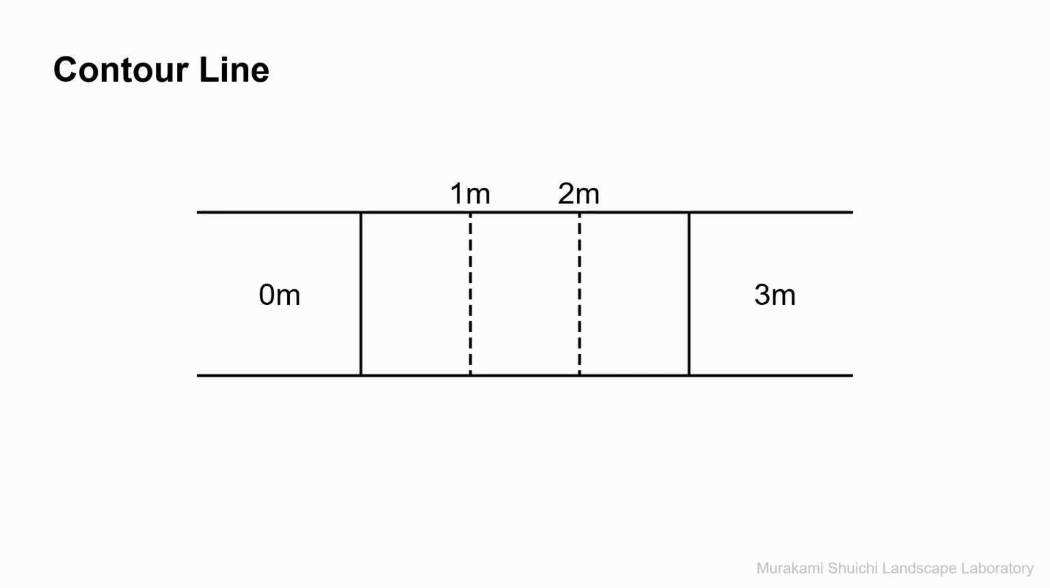At the same time, there must also be contour lines indicating elevations of 0 meters and 3 meters. Yes, one could say that the 0 meter and 3 meter contour lines overlap with these break lines. Furthermore, to the left of the 0 meter contour line and to the right of the 3 meter contour line, we can imagine that countless additional contour lines of 0 meters and 3 meters exist.